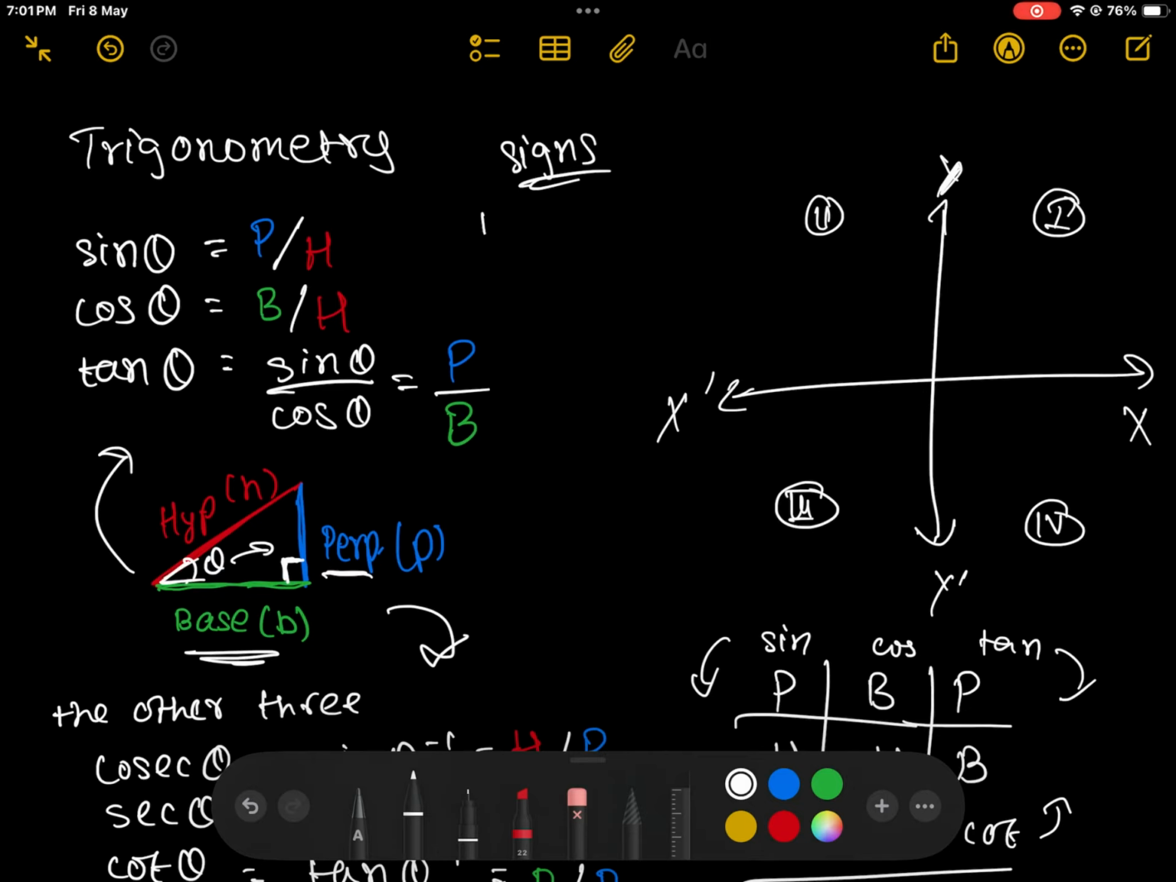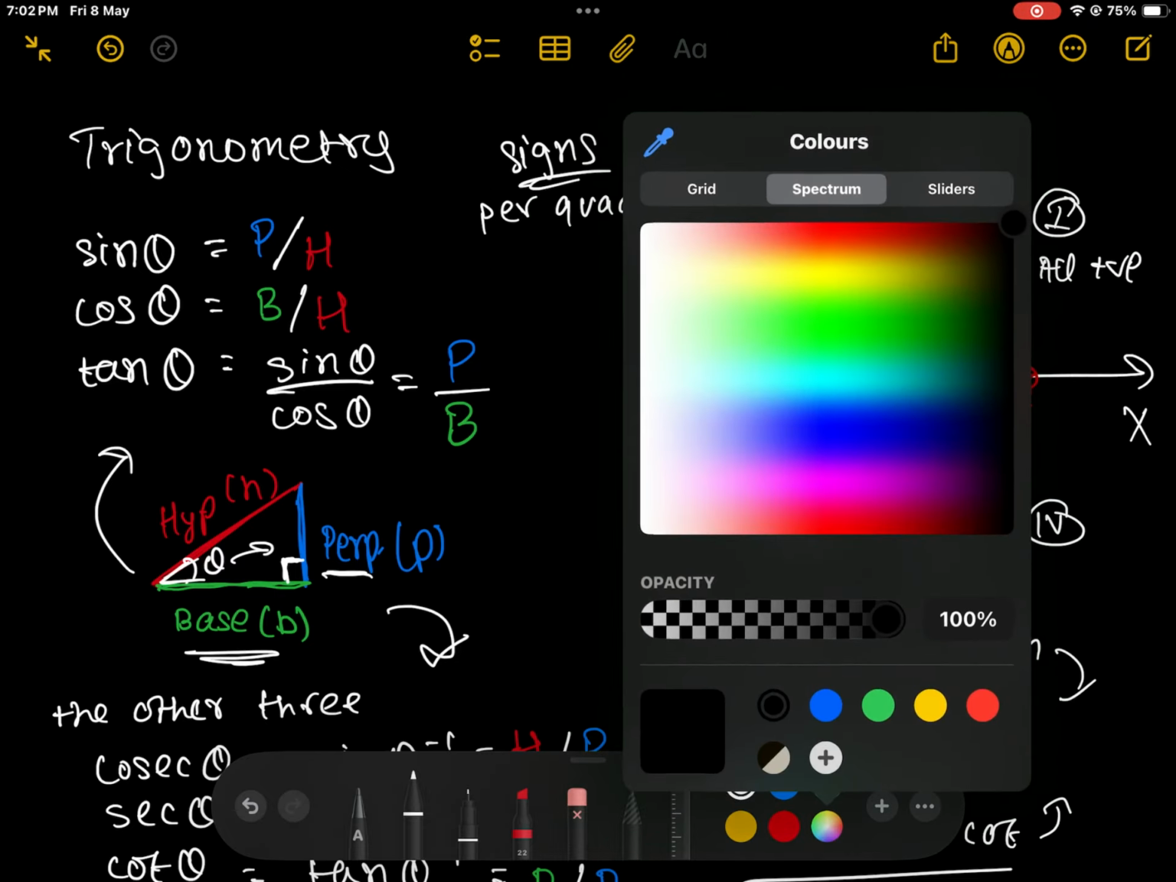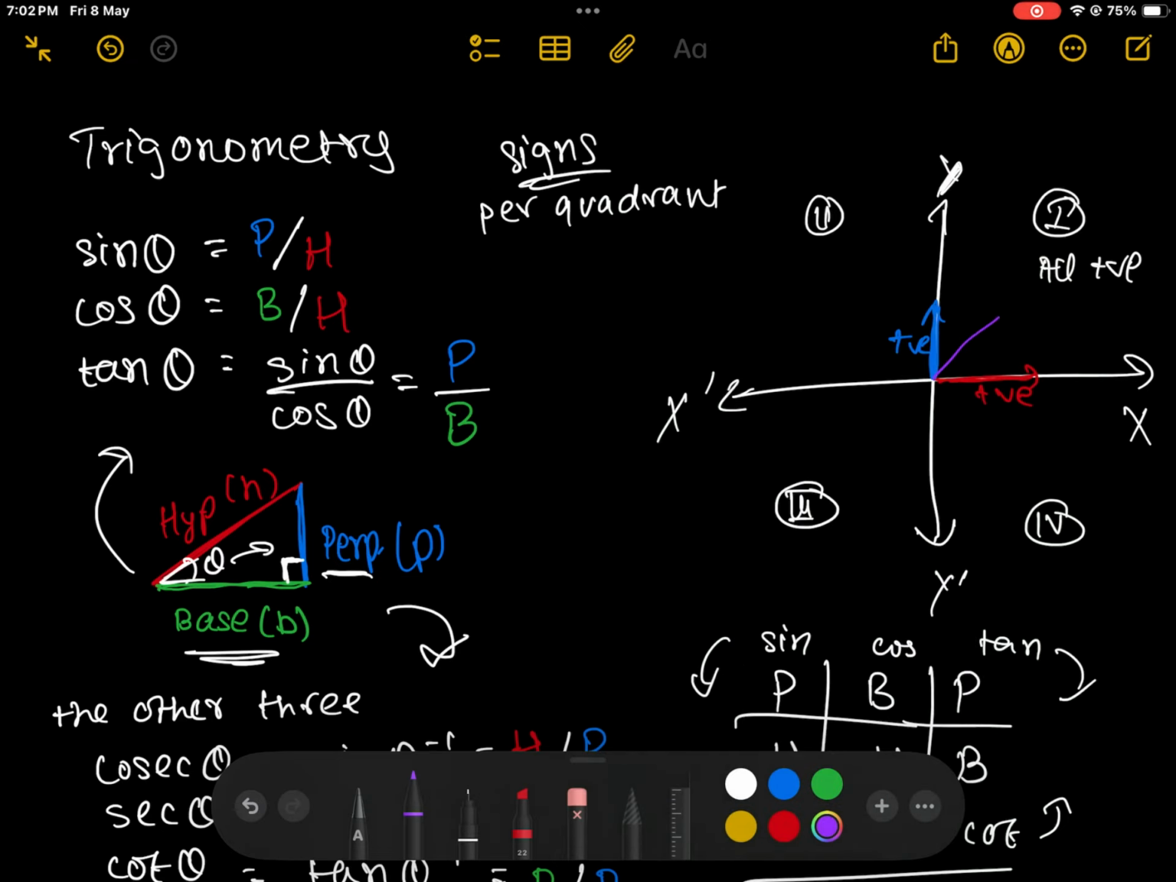Now we're gonna go for signs in the quadrants. Which trigonometric ratios are positive in which quadrants? So first we're gonna take the first quadrant.